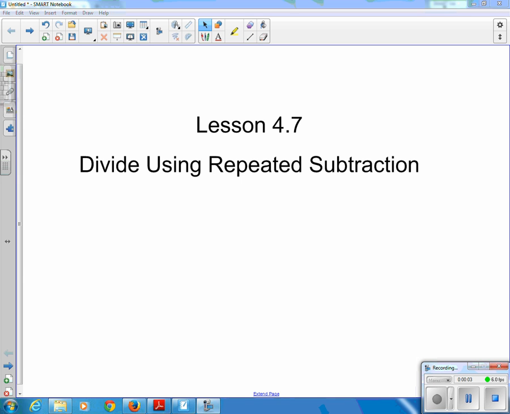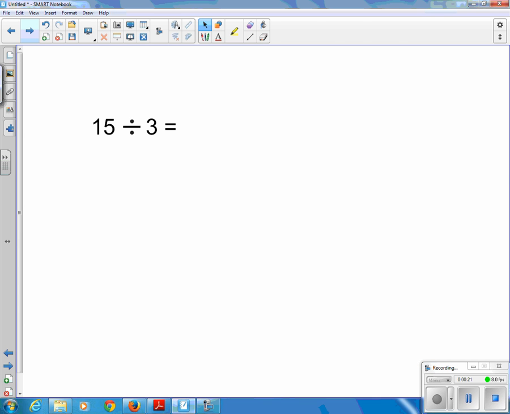And welcome to lesson 4.7 of the Go Math book. And this lesson is about dividing using repeated subtraction. We've talked about how multiplication is repeated addition, while the opposite operation is repeated subtraction. And we're going to see how to do it.